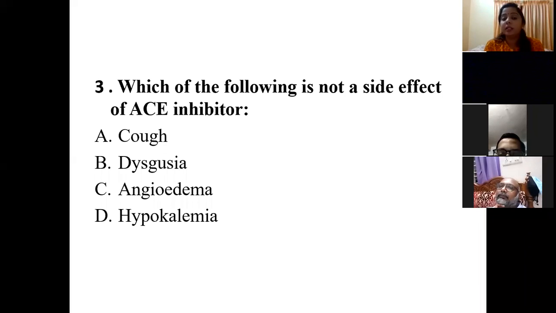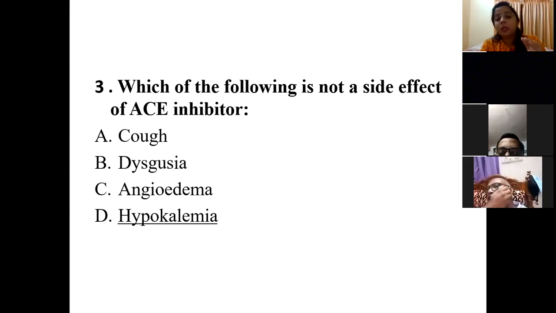Which of the following is not a side effect of angiotensin converting enzyme inhibitor? Cough, dysgeusia, angioedema, hypokalemia. Yes, very good. The answer is hypokalemia. Actually, this angiotensin converting enzyme inhibitor will not allow the release of aldosterone. Aldosterone absorbs sodium, releases potassium. So the reverse of that will happen if you inhibit the angiotensin converting enzyme. It will cause hyponatremia and hyperkalemia. It's not hypokalemia, it's actually hyperkalemia. So the answer is option D.